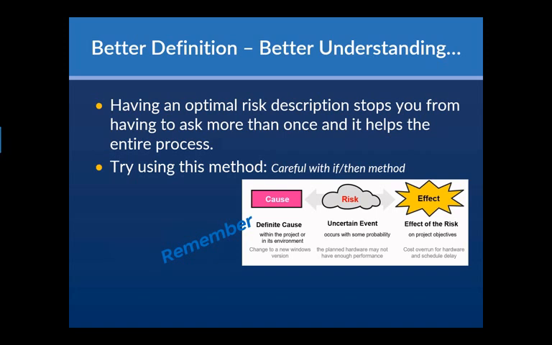I find that if you use the three-prong approach, so what is our cause? What's the risk because of that? And what's the impact on the project? If you have that as one nice sentence, people, you don't have to do more work. You don't have to go back to somebody and ask, oh, what did you mean by bad weather? And it makes it easier when it gets to the response point to be able to come up with a response.